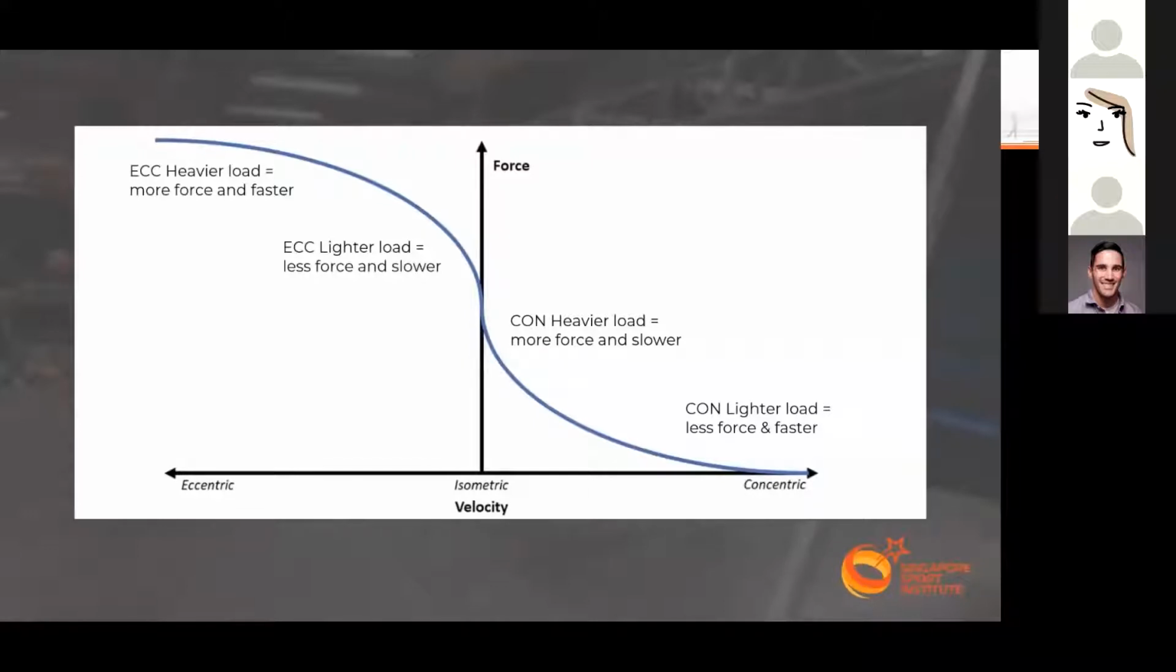We generally can produce more force eccentrically than concentrically. This explains why sometimes we can lower a very heavy amount of weight down, especially, say, during a squat exercise or bench press exercise, but can't push the weight back up.